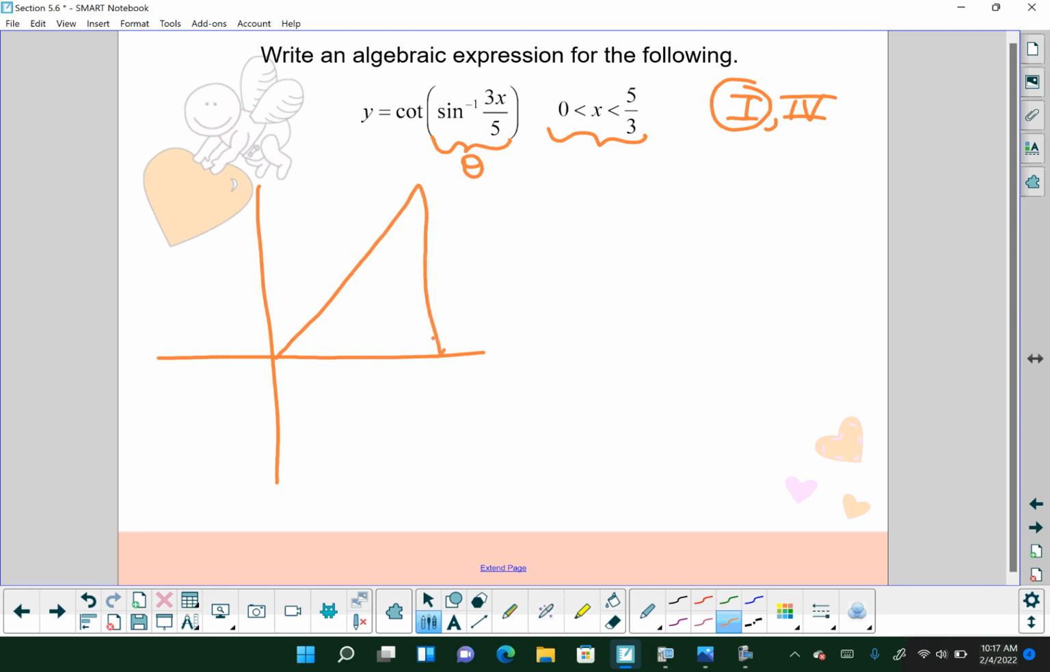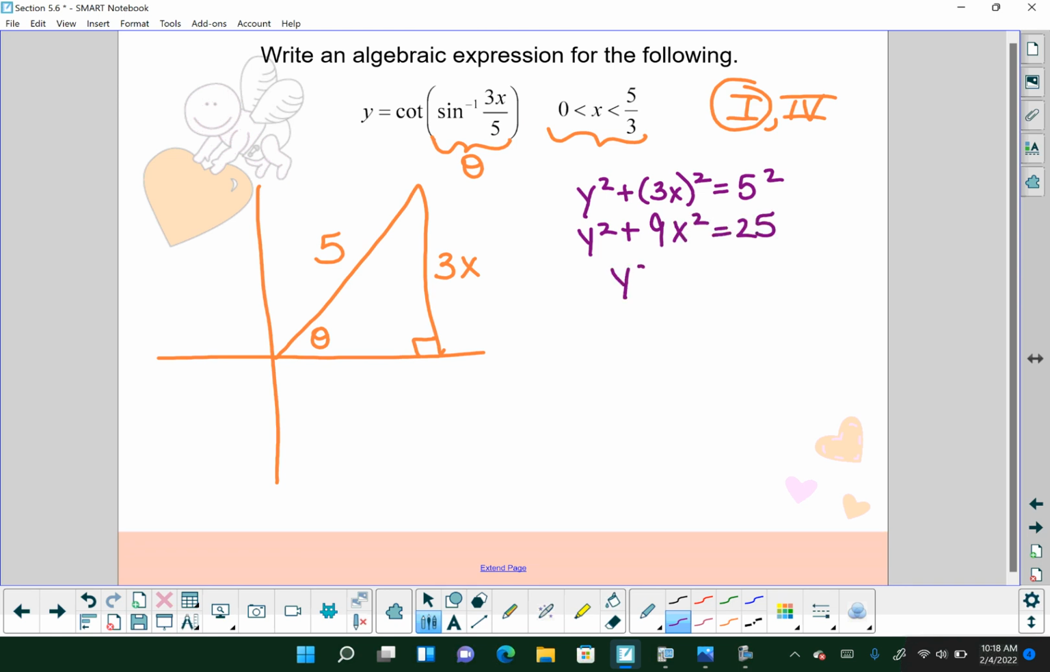Right triangle in quadrant 1, right angle on the x-axis, theta near the origin. Let's label our sides. Sine again is opposite over hypotenuse. Opposite here is 3x. Hypotenuse is 5. We're going to use the Pythagorean theorem to find my third side. So I'll call that third side a y, I guess. Y squared plus 3x squared equals 5 squared. So 3x squared, if I square both pieces in there, I get 9x squared. 5 squared we know is 25.